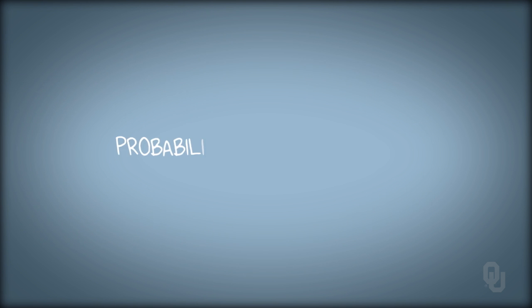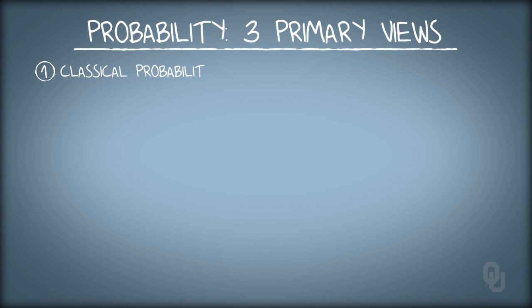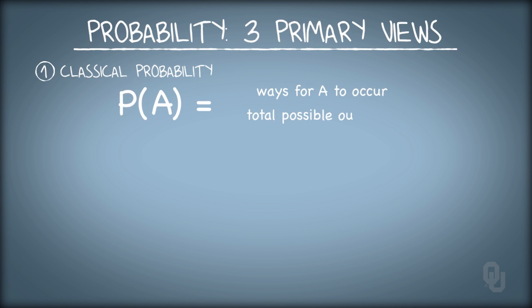With respect to probability, we said that there were three primary views of probability that describe different situations. The first is classical probability, where, to find the probability of A, we know exactly how many ways there are for A to occur from our experiment, and we know exactly how many possible events could result from our experiment. The ratio of these two numbers is the probability of A.